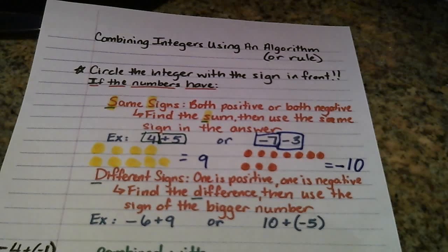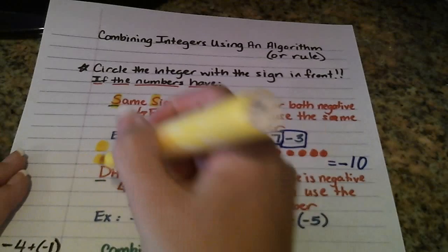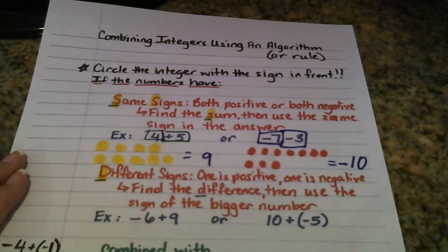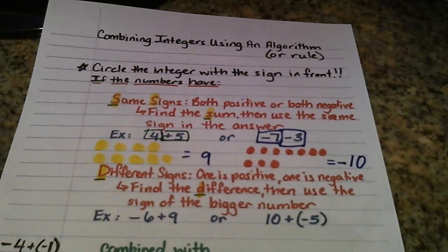Now the second part of this rule discusses different signs. If you have different signs out in front of the numbers, where one of the numbers is positive and one of the numbers is negative, what you're going to do with this is find the difference and then use the sign of the bigger number. A way to remember this is different starts with a D and difference also starts with a D. So if they're different signs, you're going to take the difference and then use the sign of the bigger number. And again, with colored chips, I'm going to show you why this works.